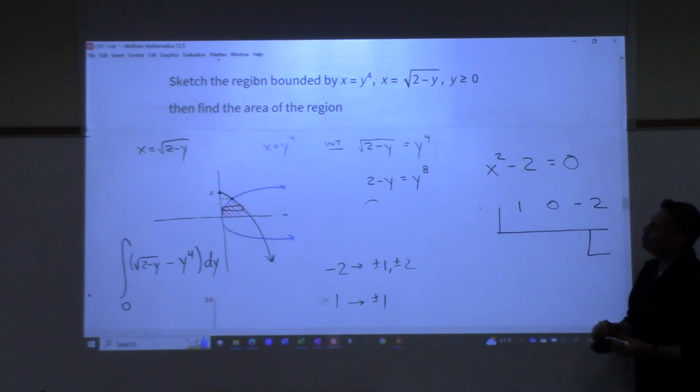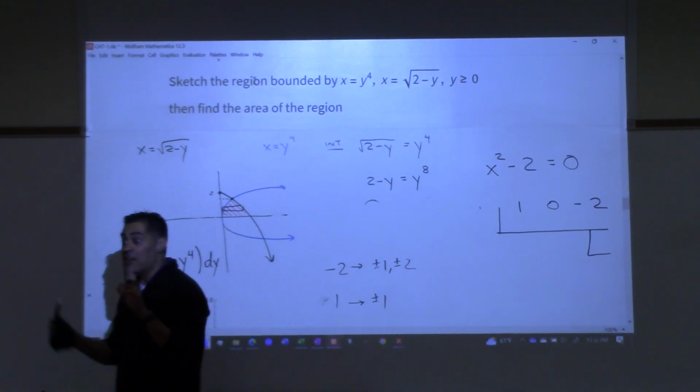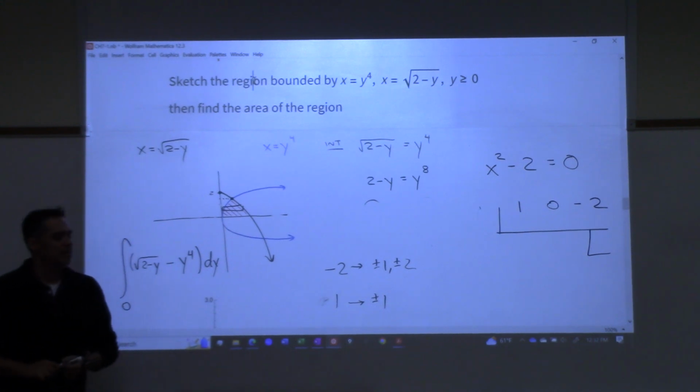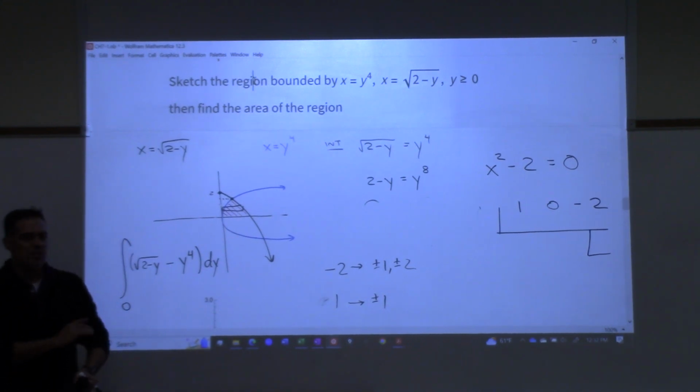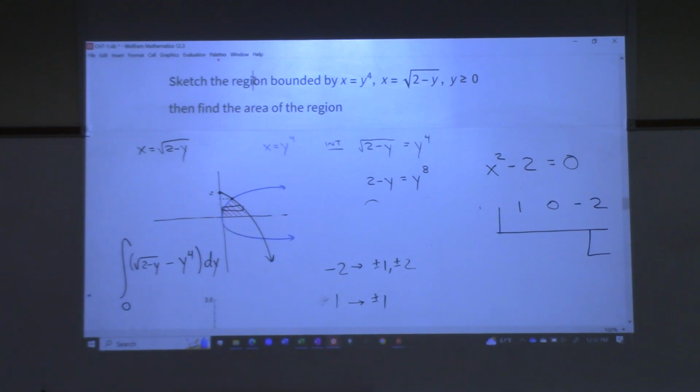Because the only two solutions to that are positive root 2 and negative root 2, and square root of 2 is an irrational number. So the rational zero test only works for rational zeros. So there's limitations to it, which is why Newton's method, which is a Cal 1 method, is even better.